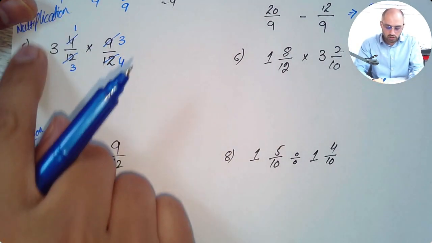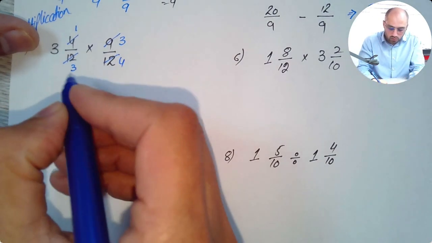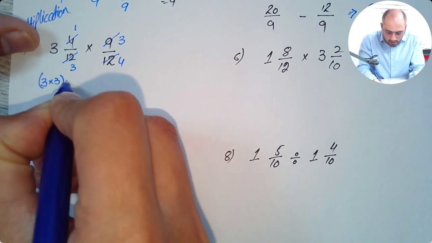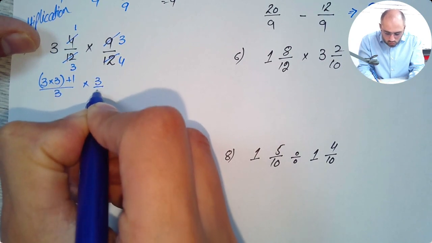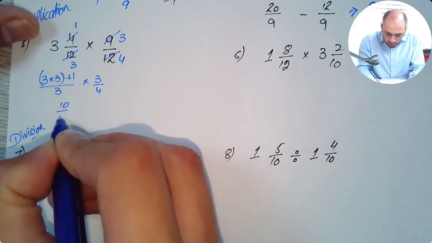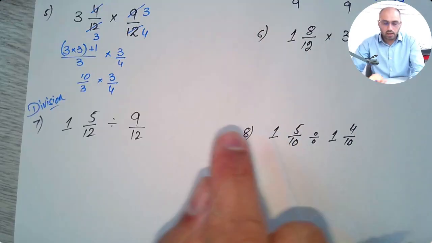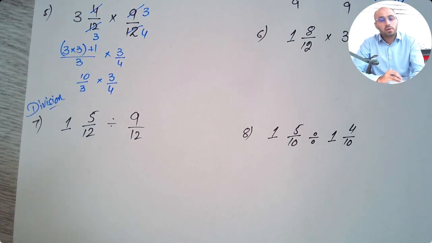I will now change this mixed number into an improper fraction, and for that we will follow the same approach, which is 3 times 3 add 1 over 3 times 3 quarters. Now this will change to 10 over 3 times 3 quarters. At this stage, we'll follow the method that we used for multiplying fractions.